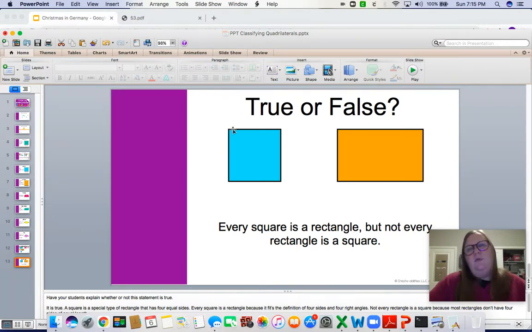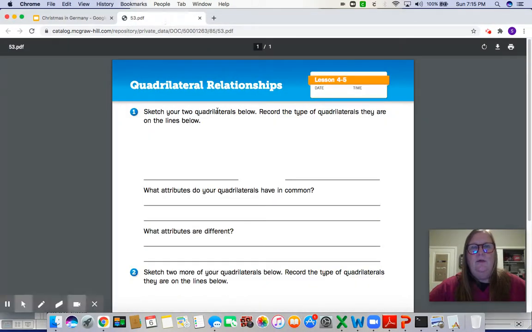So today what you're going to do is you have a slide deck that you're going to do a few slides on for me today to see if you understand quadrilaterals, which will be below this presentation. You can also look in your green folder that I gave you with your math journal pages in it, and I'm going to click to another page here. It looks like this. It says quadrilateral relationships. This is lesson 4-5, and I would like for you to do number 1.